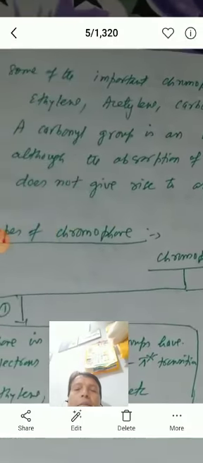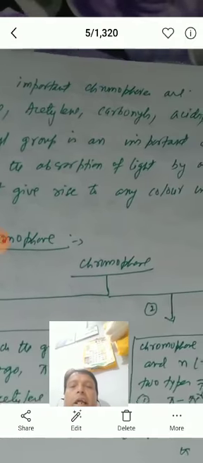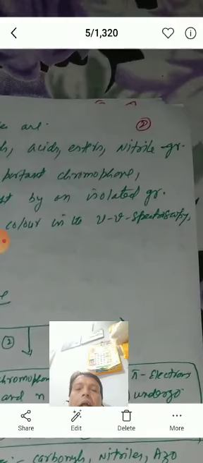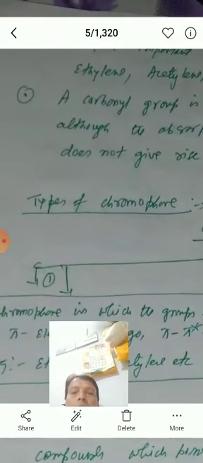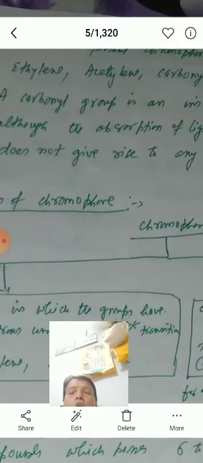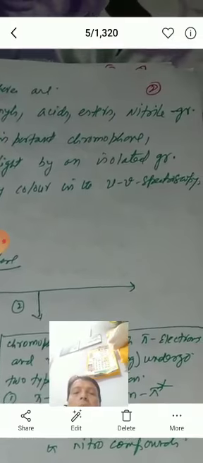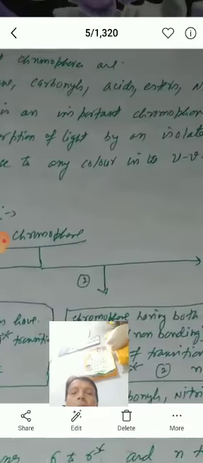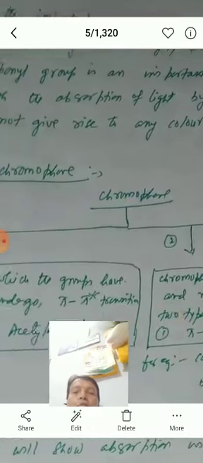And in the second slide, we will explain this. Some of the important chromophores are ethylene, acetylene, carbonyls, acids, esters, and the nitrile group. A carbonyl group is an important chromophore, although the absorption of light by an isolated group does not give rise to any color in UV spectroscopy.